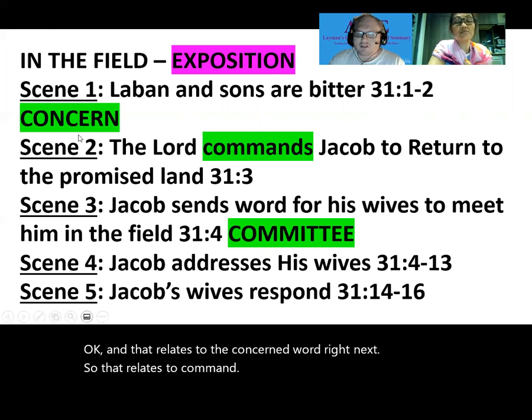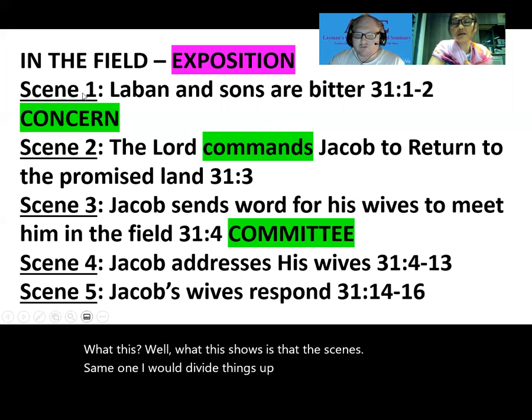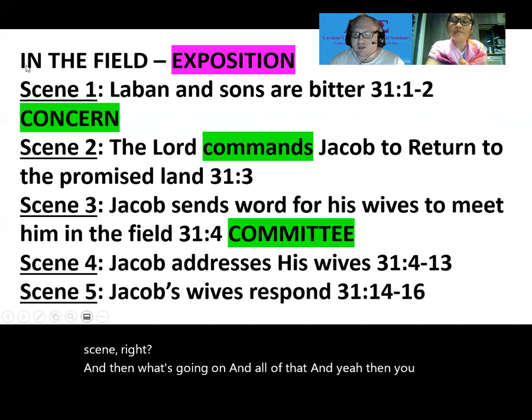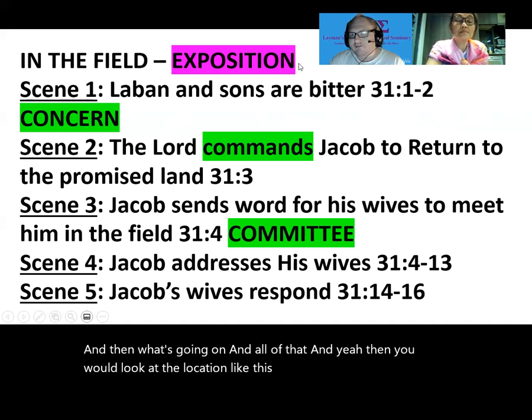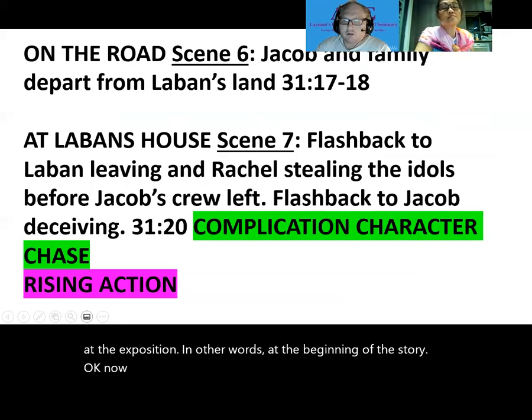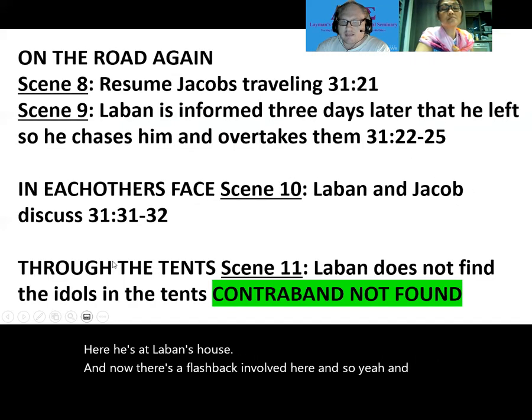What this shows is that I would divide things up into scenes, describing the scene and what's going on. And then you would look at the location. Like this is in the field, and this occurs at the exposition, in other words, at the beginning of the story. Now here he's on the road. Here he's at Laban's house, and there's a flashback involved here. And then you switch to rising action.